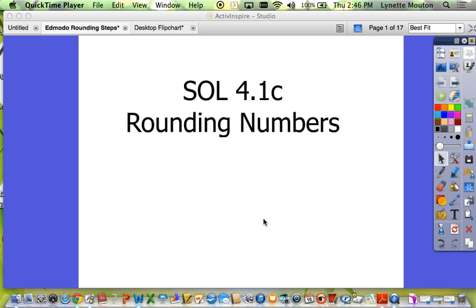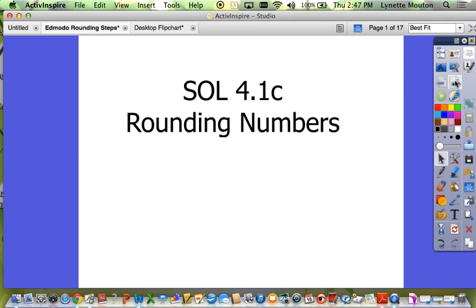Okay, ladies and gentlemen, this is SOL 4.1C, and that SOL deals with rounding numbers. Remember, your learning intention is that you'll be able to round whole numbers to the nearest 1,000, 10,000, and even as far as the 100,000s. But remember, your number can go all the way up to the what place, ladies and gentlemen? Go ahead and say it. Million. It can go all the way up to the millions place.